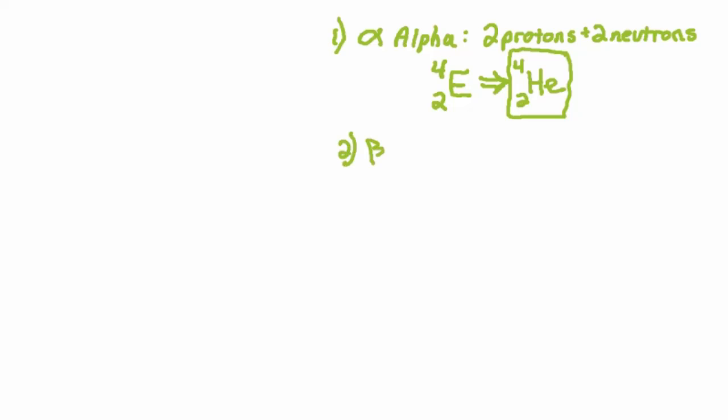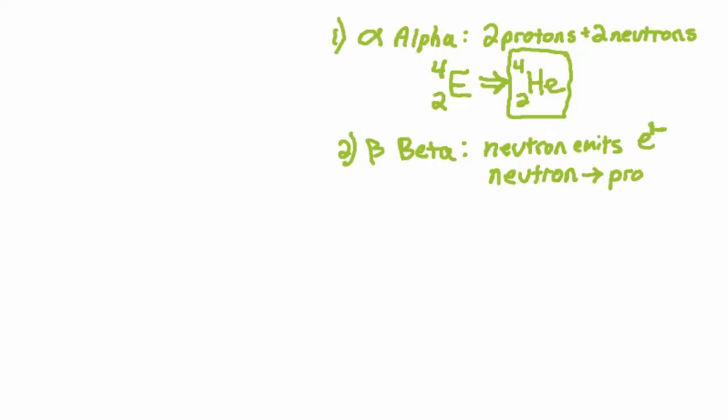2 is beta decay, and in beta decay, the neutron emits an electron. So that's a -1 charge. So the neutron turns into a proton because by definition neutrons have to have a neutral charge. If it has let go of a negative charge, that means it's become positive, and by definition a proton is what has a positive charge.